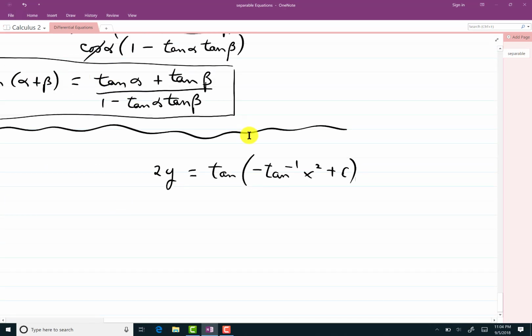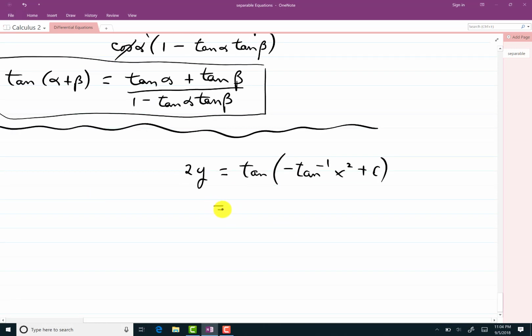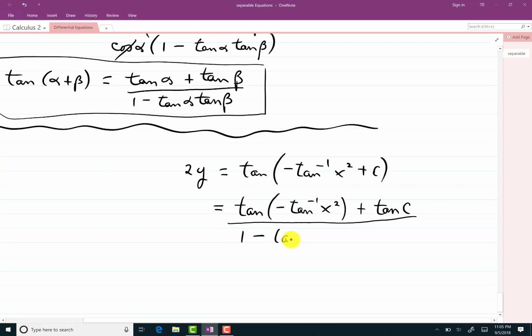Here, my alpha is like this thing, the negative arctan x squared. My beta is like the constant. So let's go ahead and use this formula that I have up here. And I will get tangent of the negative of arctangent x squared plus tangent of c divided by 1 minus tangent of alpha, so tan of negative tan inverse of x squared times tangent of c.